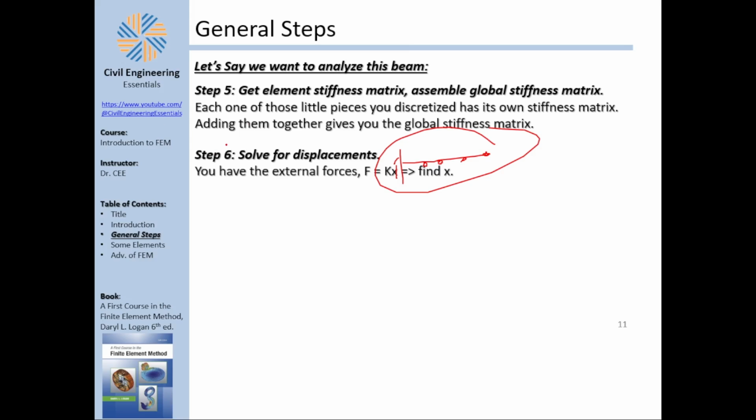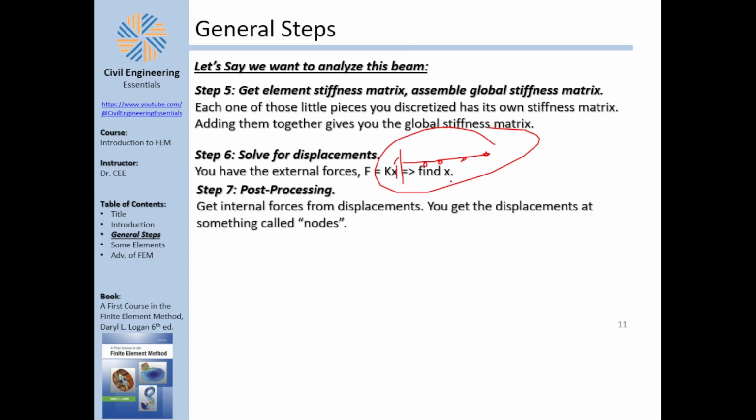Part 6 is solve. Well, F equals Kx, so find x. Now, this becomes a no-brainer. Part 7 is post-processing. You have the displacements. You can calculate all the juicy results like bending moments and so on. And this is something we'll talk about later.